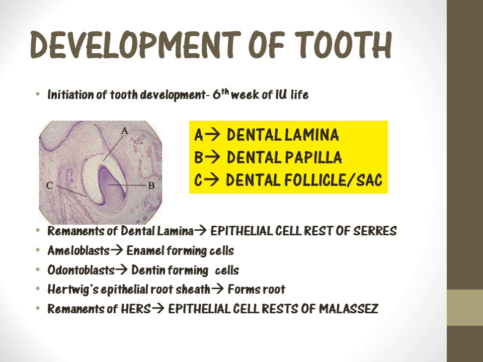Just like the dental lamina, after it forms the root, these cells disintegrate and form something called the epithelial cell rests of Malassez. So do not get confused. Dental lamina forms cell rests of Serres, and Hertwig's epithelial root sheath forms cell rests of Malassez. You should know how to differentiate these two.